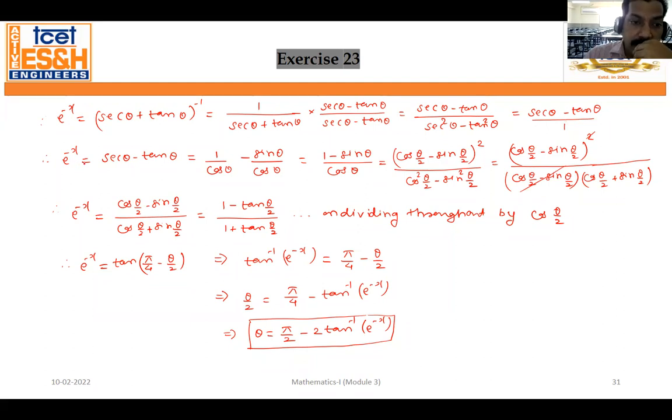Now when e raised to minus x is coming as sec theta minus tan theta, it means 1 by cos theta minus sin theta by cos theta. That means 1 minus sin theta upon cos theta.